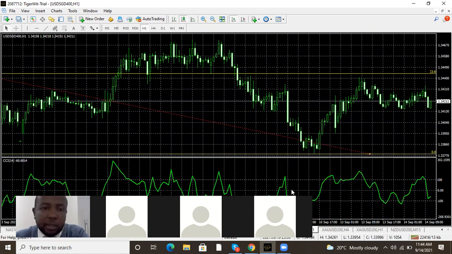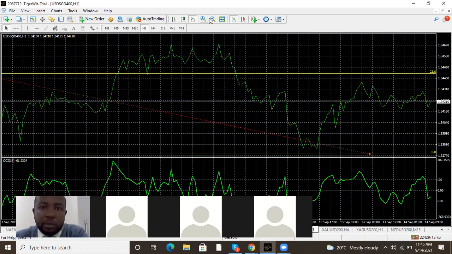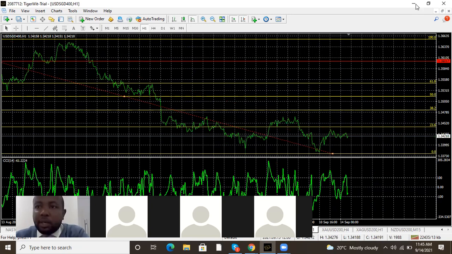So I think this is a trending market, a very good one. So I can even use the line chart. Then I zoom out a little bit like that. So I think that's okay. So let's finish on divergence.